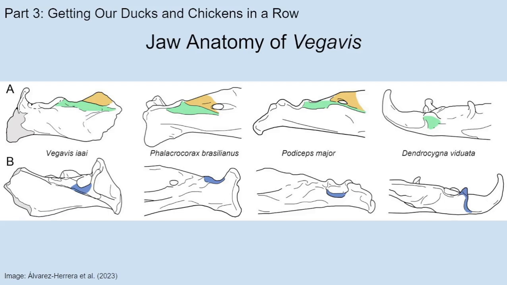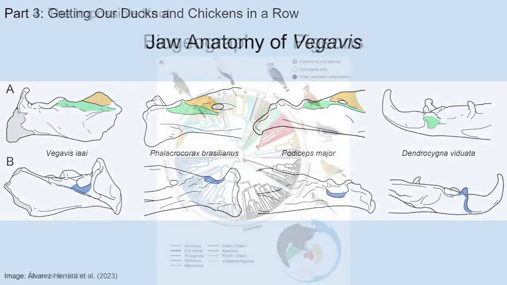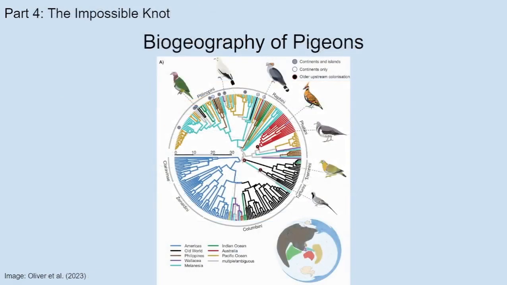Yeah, exactly. And if you look up pictures of Vegavis, a lot of them will show it looking like a duck or a goose or something like that. But the truth is, we don't have most of its head, right? So we don't actually know if the rest of its head looked that duck-like or not. But certainly the very back that we have of this jaw does not. So, yeah, we'll see how this plays out. Let's move on to the next slide.